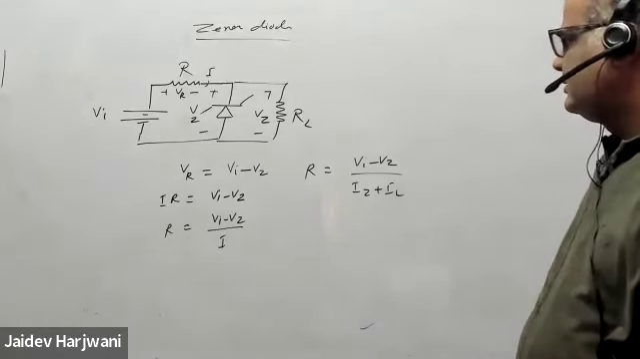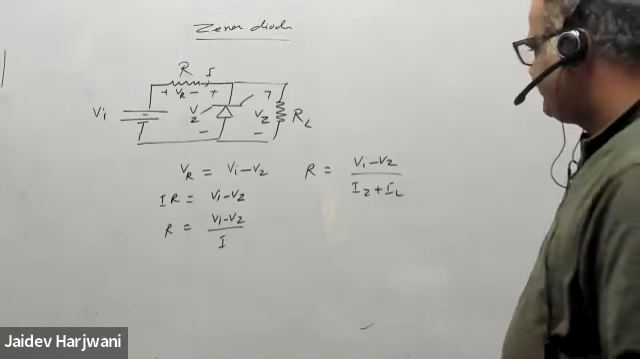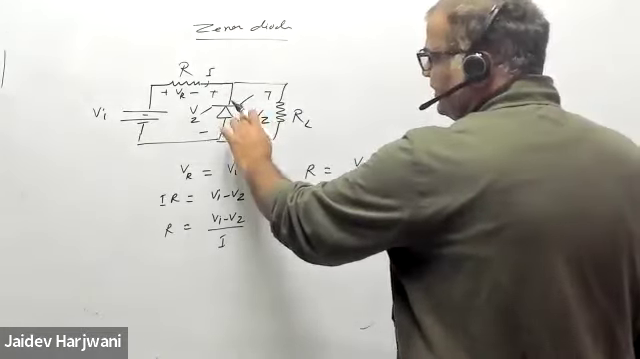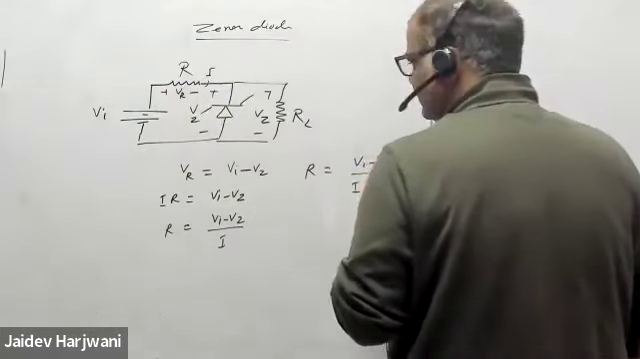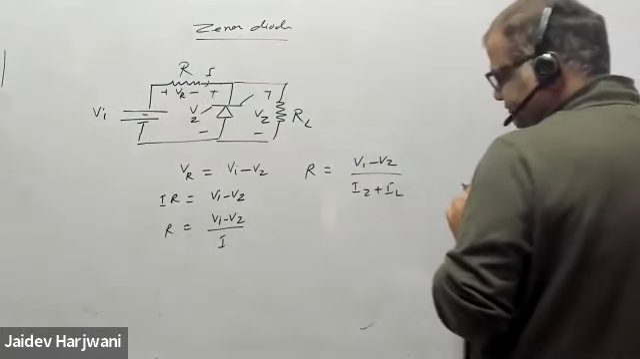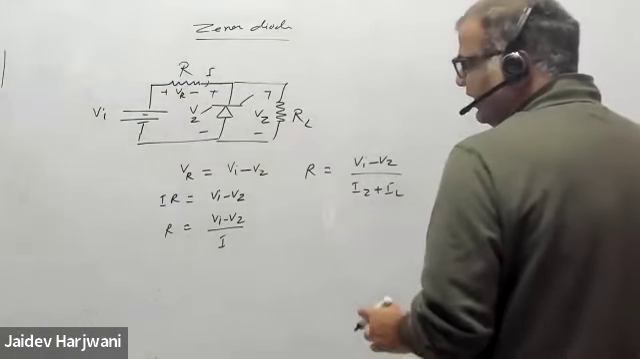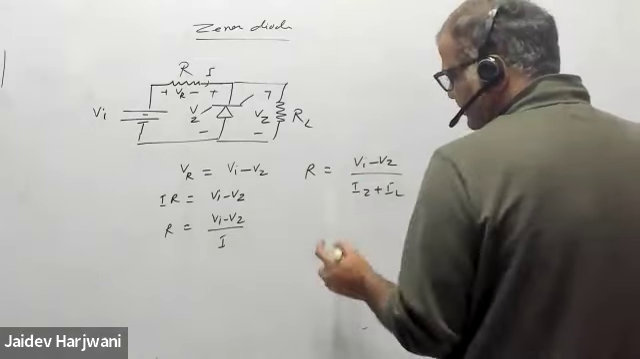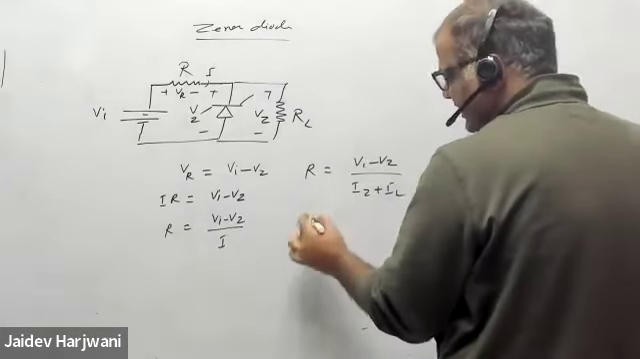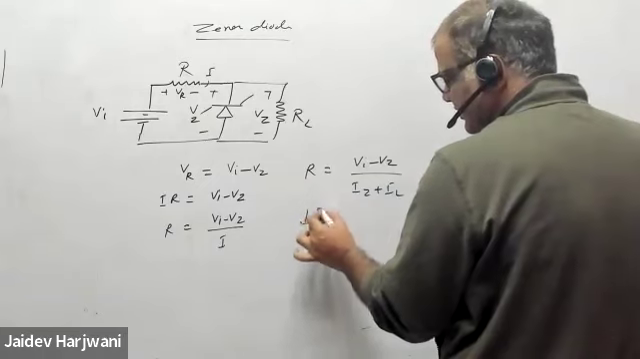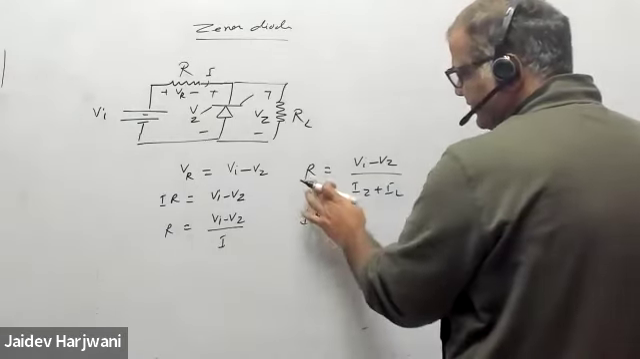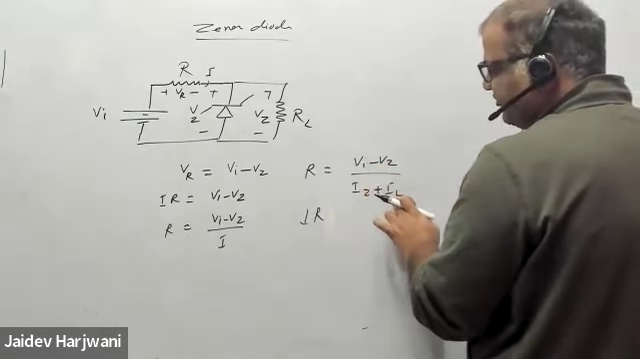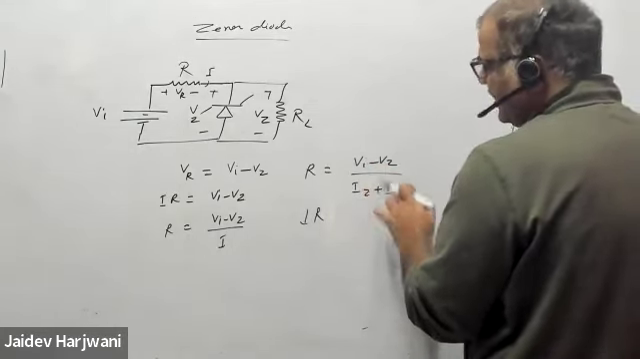Now VI is fixed, VZ is fixed, so automatically this VR is fixed. Now suppose I start reducing this R. If I decrease the R, what will happen? This cannot change, this is fixed. IL is fixed.